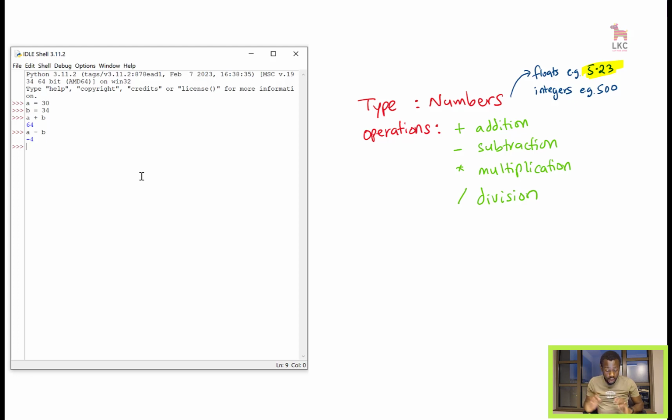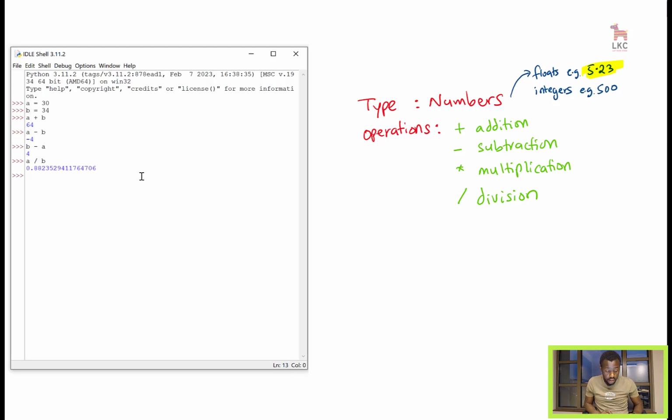Negative 4. If you've not heard about negatives, it's just like if you have someone's debt, if they owe you 4 shillings, or you owe them 4 shillings, basically you have negative 4. But we can also do B minus A to get 4. Okay, we can do A divided by B.